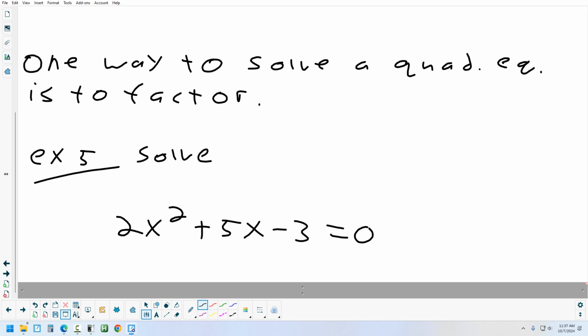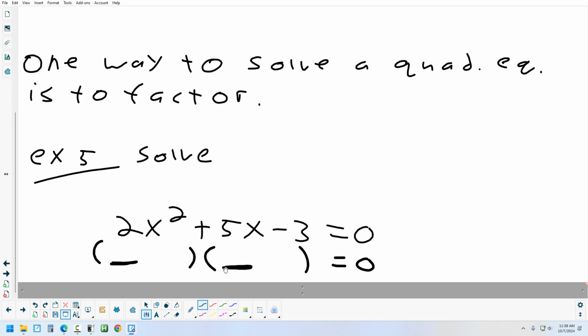So let's try this one. To factor it, we need to start out with 2 sets of parentheses. And what we want to put for the first term here and the first term here is 2 things that would multiply together to give me 2x to the second power. What would be 2 things I could multiply together to get 2x to the second?